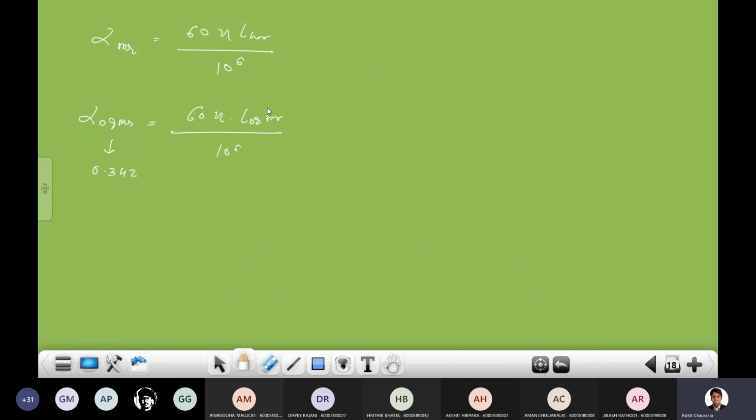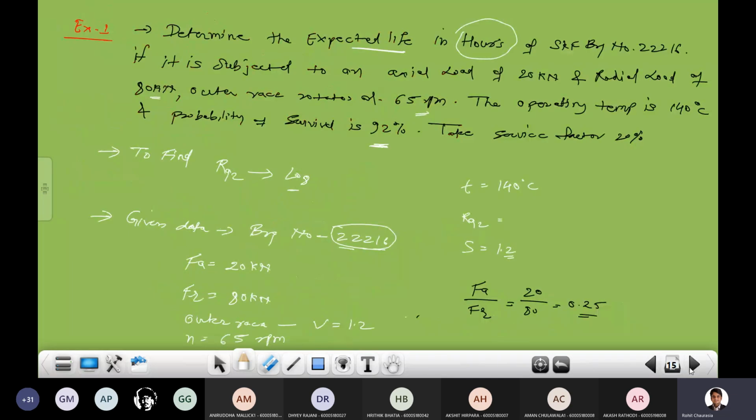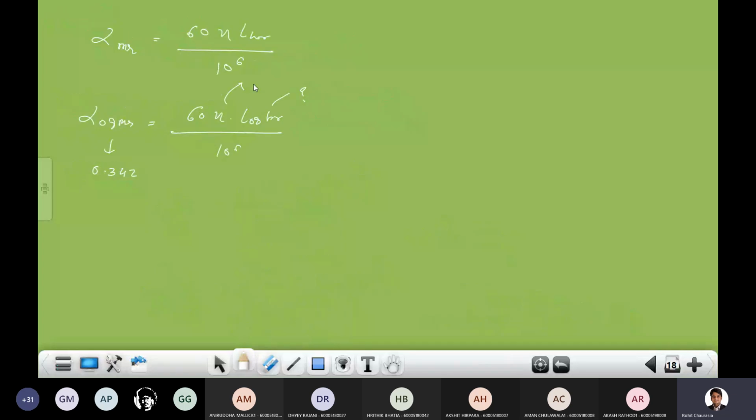So this value is known, 0.342 and ये मुझे निकालना है. ये वैल्यू मुझे दिया है क्वेश्चन में RPM 65 is given. दिस वैल्यू इज 87 hours, 87 डेसिमल में कुछ है बेटा? 0.743 hours. This is the answer.